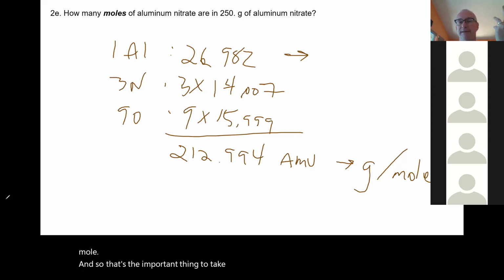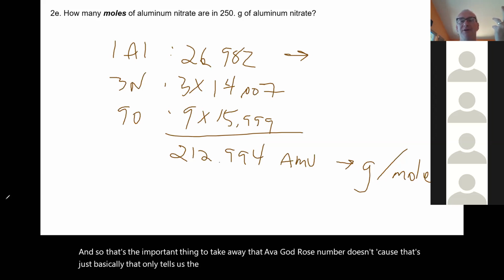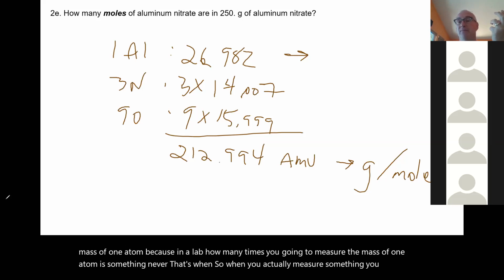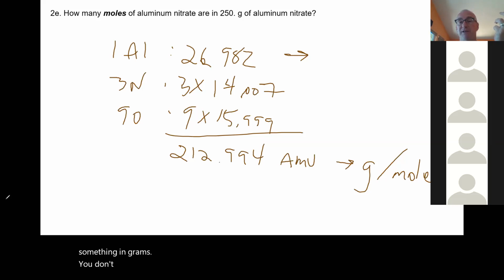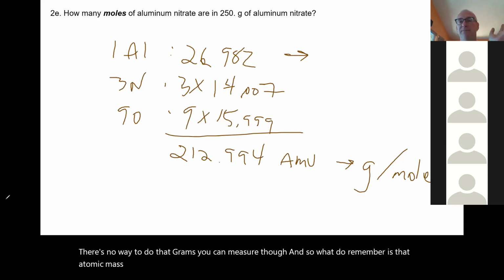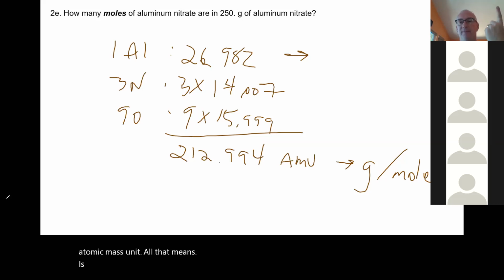Not Avogadro's number, because that basically only tells us the mass of 1 atom. And we generally don't really care about the mass of 1 atom, because in a lab, how many times are you going to measure the mass of 1 atom of something? Never. So when you actually measure something, you measure it in grams. You don't measure something in atomic mass units, because there's no way to do that. Grams you can measure though. And so what to remember is that atomic mass unit, all that means is 1 gram in 1 mole.